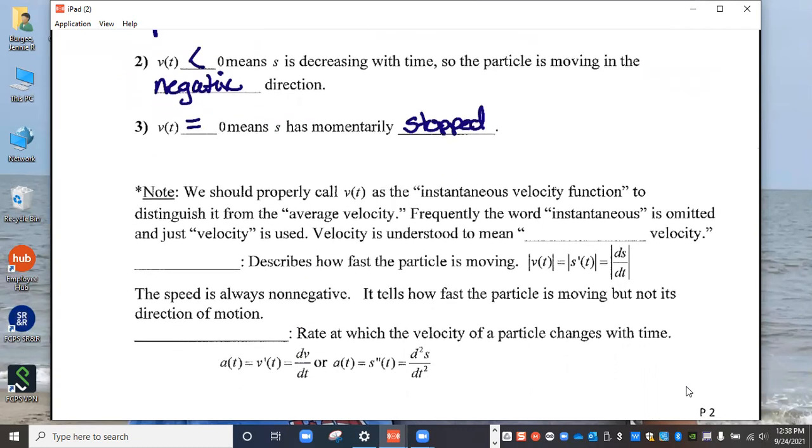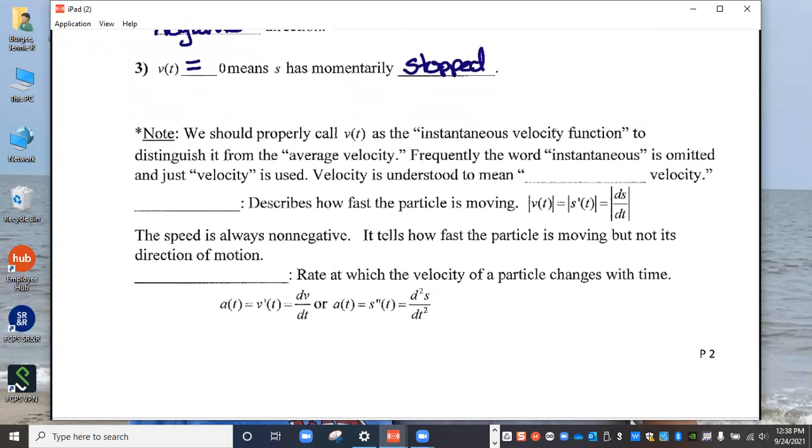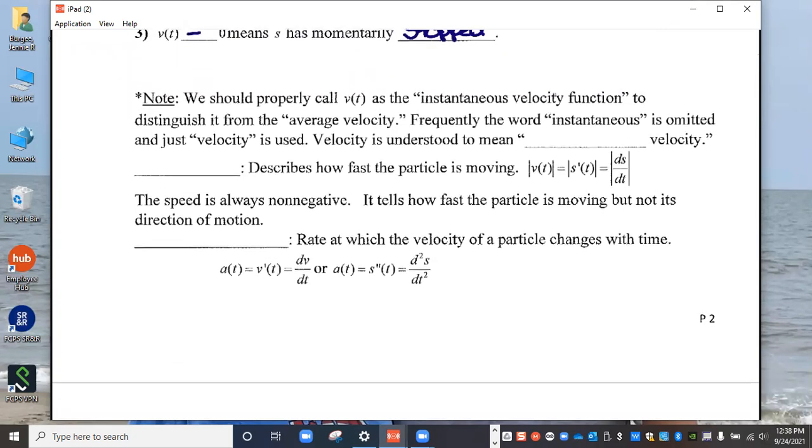When we talk about velocity, just to make sure we're clarifying things, v of t is the instantaneous velocity of the function, to distinguish it from average velocity. But frequently the word instantaneous is omitted. So when we talk about velocity, we're talking about instantaneous velocity.